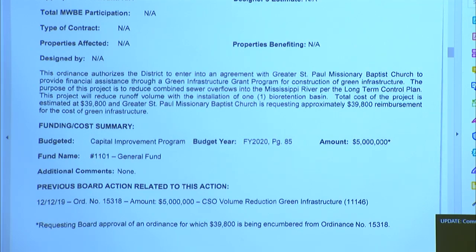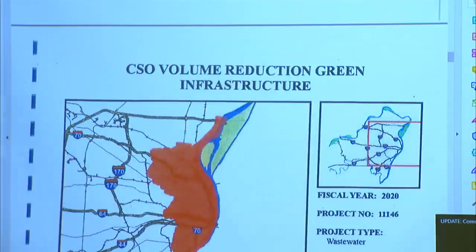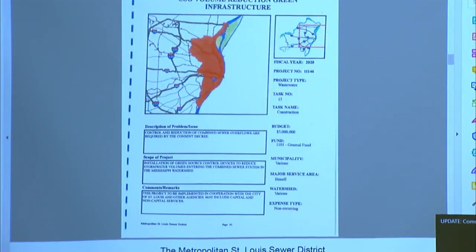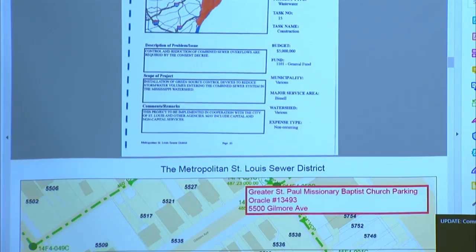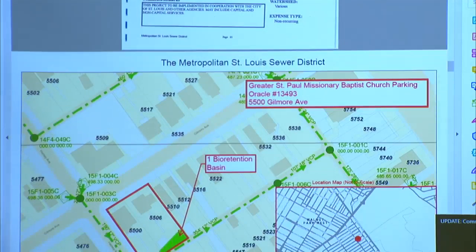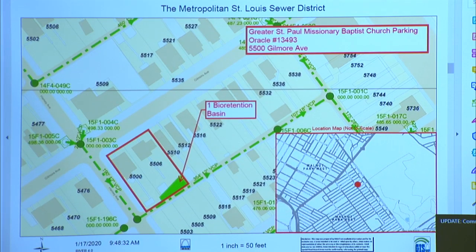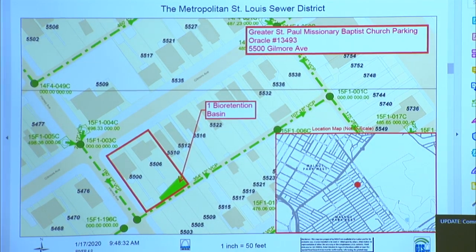Now, if you go to the attachment, this project is located in North St. Louis City, near West Florissant and Riverview, actually along Hanley and Oriole. The church is building a new parking lot, and they're installing a bioretention basin that will capture flows before it reaches the combined sewer system. So that's the dark green area shown on the map. And I'll take questions.